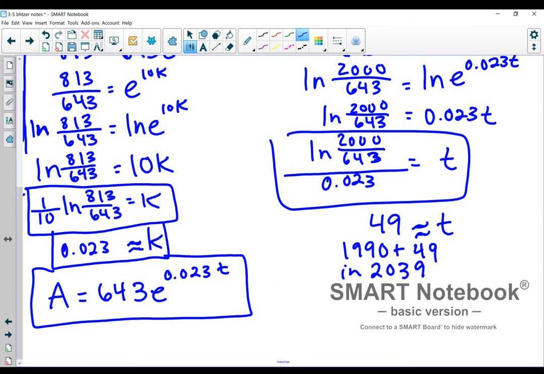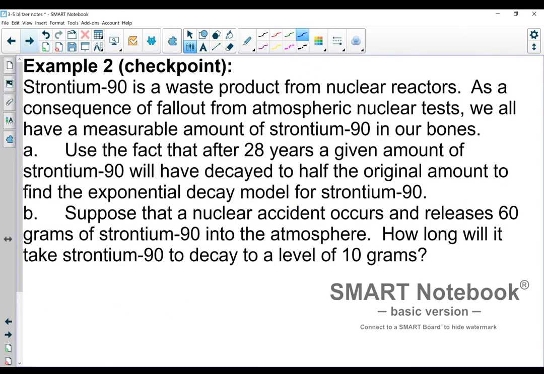So we're going to look at one more example. Next one's a little bit trickier. Let's see. So this one says we have, okay, strontium. I don't even know how to say that. Strontium 90. And they're talking about a half-life, right? It's decaying to half of the original amount after 28 years.